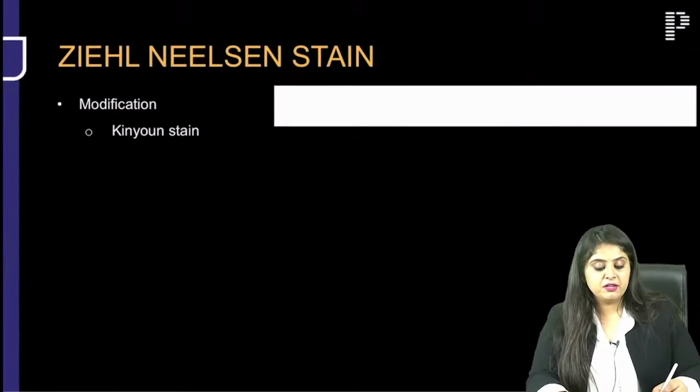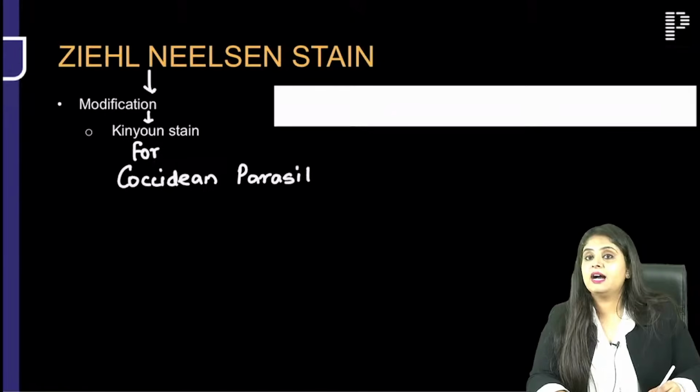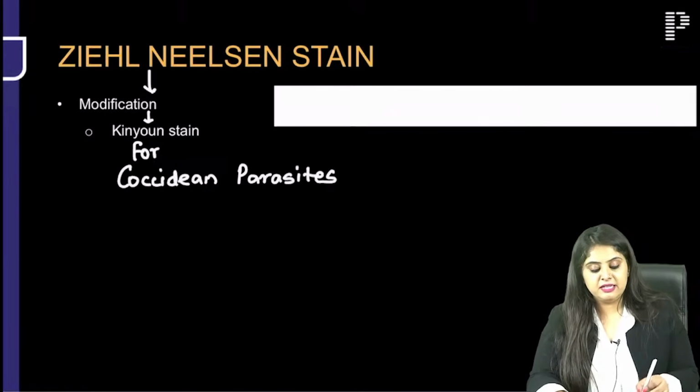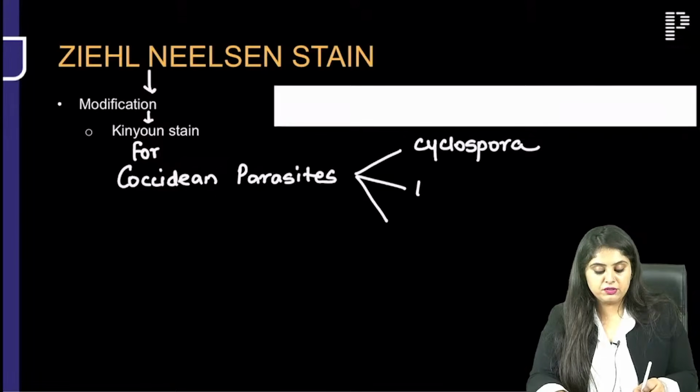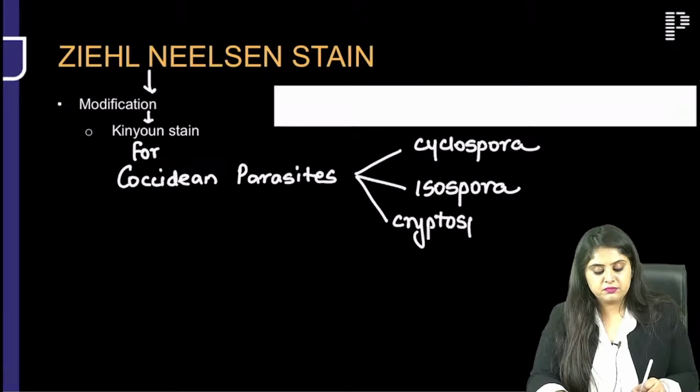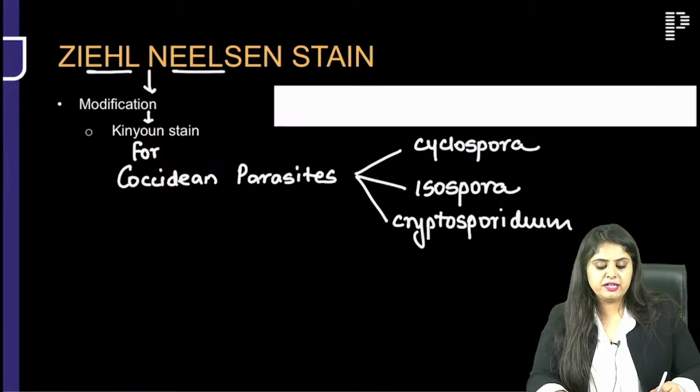So please remember, for the Zn stain, there is a modification called the Kinyon stain, and Kinyon stain is done for coccidian parasites. Now you will all be wondering how to link this. I will tell you. First, you fill in the blanks. Can you tell me the three coccidian parasites once again? The same Spora brothers. One is going to be Cyclospora, one is going to be Isospora, and the next one is going to be Cryptosporidium. For these three, am I doing the same Zn stain?